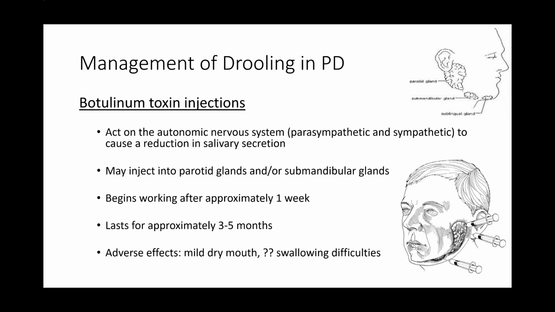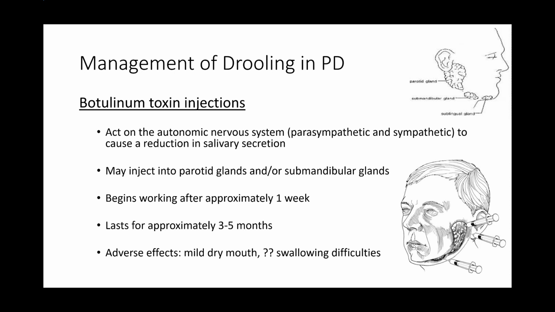Botox and Xeomin are injected into the salivary glands, and they reduce the amount of saliva that's produced. So we know of Botox typically for helping with wrinkles. In that case, it's injected into muscles to weaken muscles. But in the case of drooling, it's not injected into muscles, it's injected into the glands themselves to reduce salivary secretion. It's generally injected into the parotid glands and sometimes also into the submandibular glands.